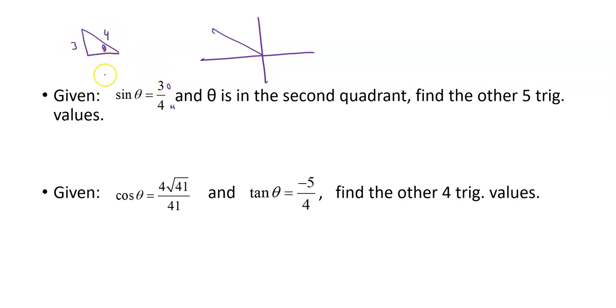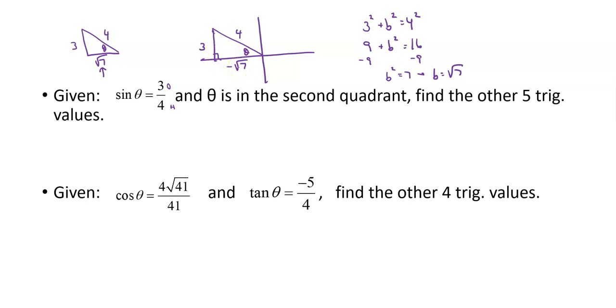Now I got to figure out this third side down the bottom here. So I got to use the Pythagorean theorem. 3 squared plus b squared equals 4 squared. So 9 plus b squared equals 16. Subtract a 9 from both sides. If b squared is 7, then b must be the square root of 7. Now, what's negative here? If I'm in that second quadrant, this thing here has to be negative square root of 7.